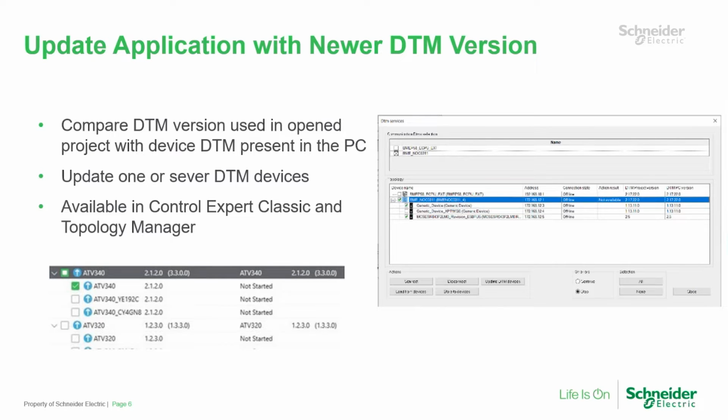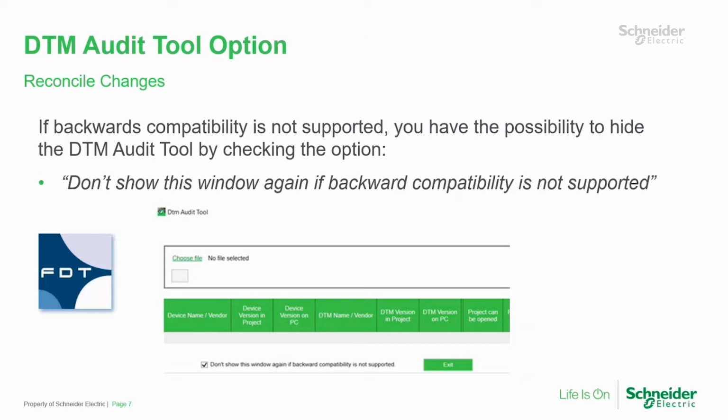We also now have the ability to update applications with newer DTM versions. So if you have a newer DTM installed on your computer than you have in a project, it gives you a checkbox option to pick those DTMs and upgrade those to move them forward in your project. We've also added a feature in the DTM audit tool that if your project has DTMs where backwards compatibility is not supported, you now have the possibility to hide that message by checking a box so that you don't have to see that in the tool.